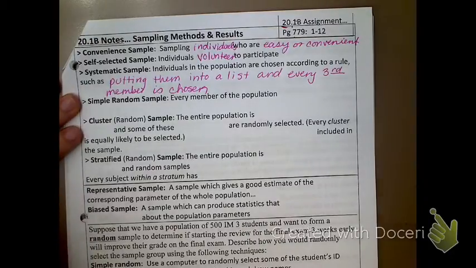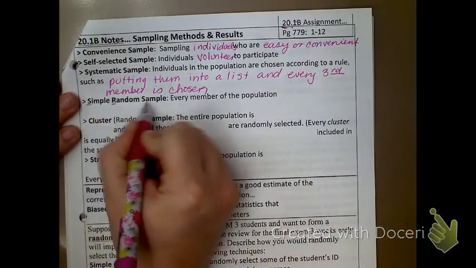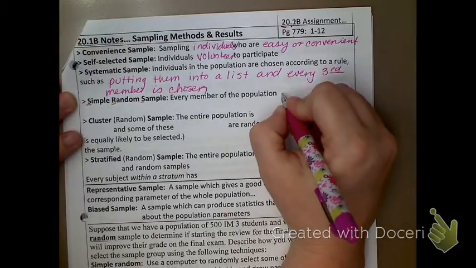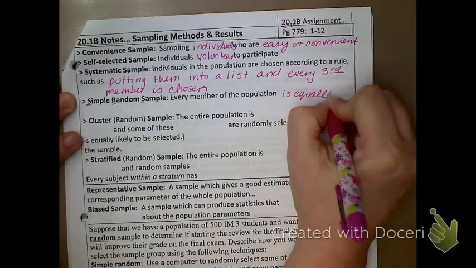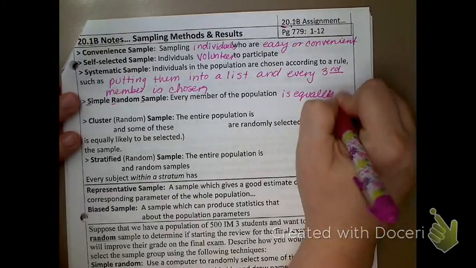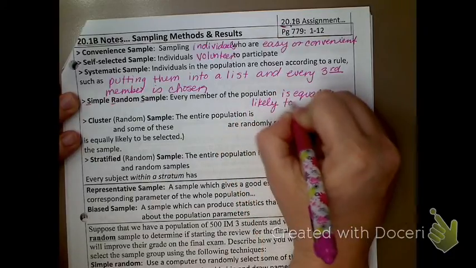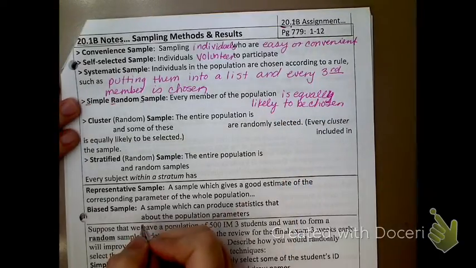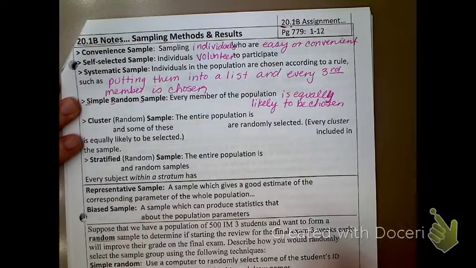A simple random sample, sometimes we abbreviate it SRS, is a simple random sample, where every member of the population is equally, I can't spell sometimes, equally likely to be chosen. That is your ultimate goal, is to have a sample where each member of your population is equally likely to be chosen.